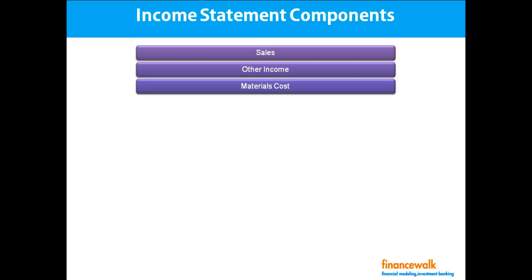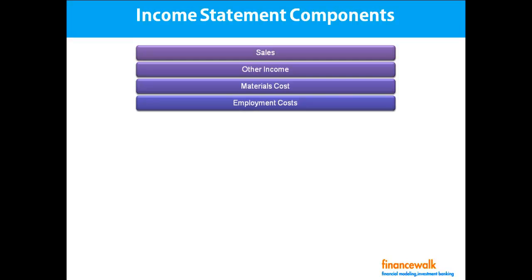Next is employment cost. So employment cost includes salaries plus wages plus bonus plus gratuity plus contribution to PF, that is provident fund, plus welfare expenses. So the combination of all these costs is employment cost.